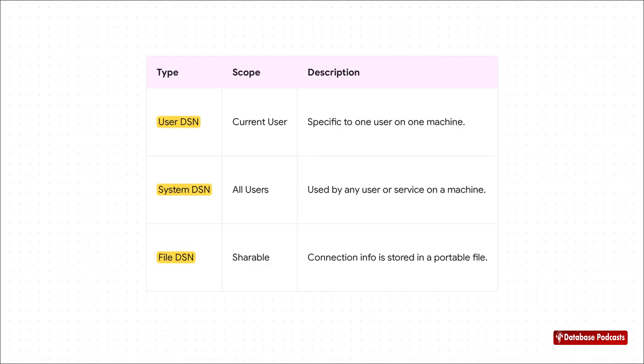And these DSNs come in three main flavors. You've got a user DSN, which is just for you, on your computer. Then there's the system DSN, which is available to anyone or any background service running on that same machine. This is super common for things like web servers. And finally, a file DSN, which is really cool because it bundles all the connection info into a little file you can email or share with your team.